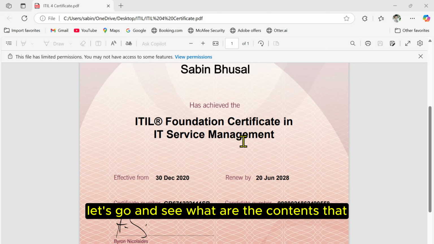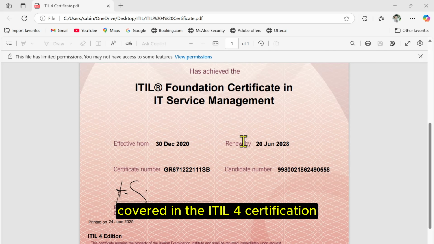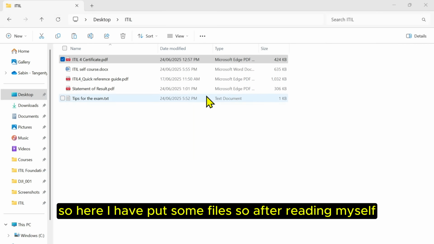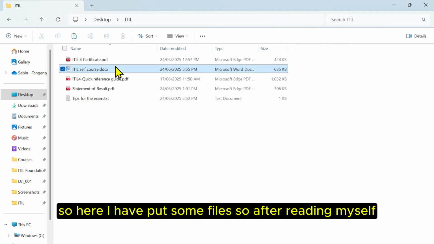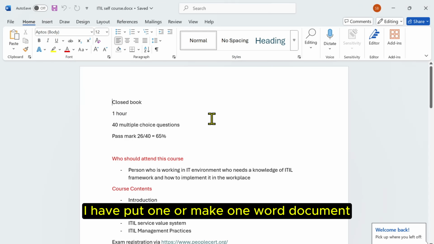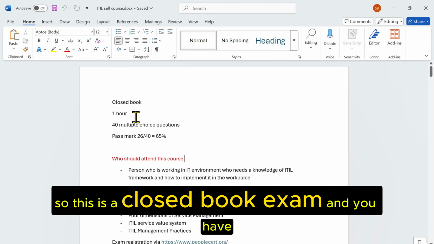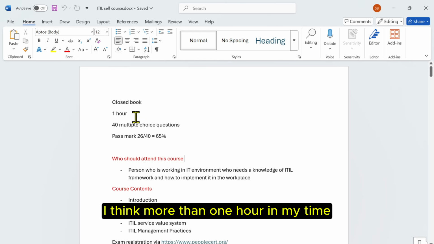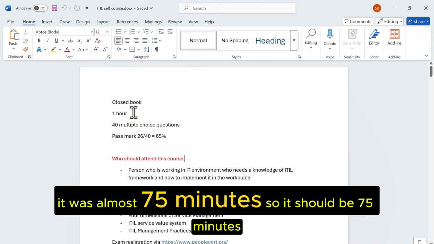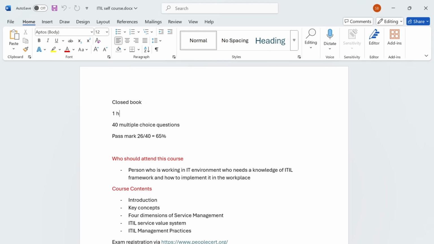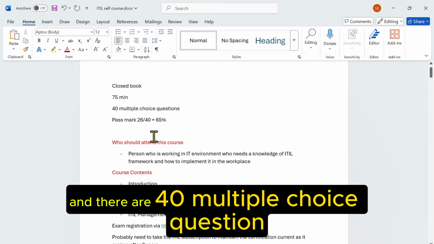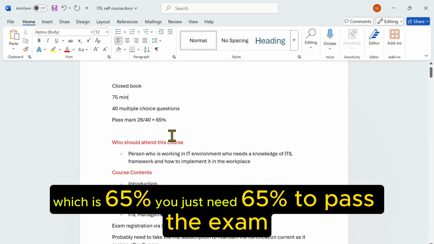So without any delay, let's go and see what contents are covered in the ITIL 4 certification. Here I have put some files. After reading myself, I made one Word document. So let's go through that. This is a closed book exam and you have more than 1 hour. In my time, it was almost 75 minutes. There are 40 multiple choice questions, and the pass mark is 26 out of 40, which is 65%. You just need 65% to pass the exam.